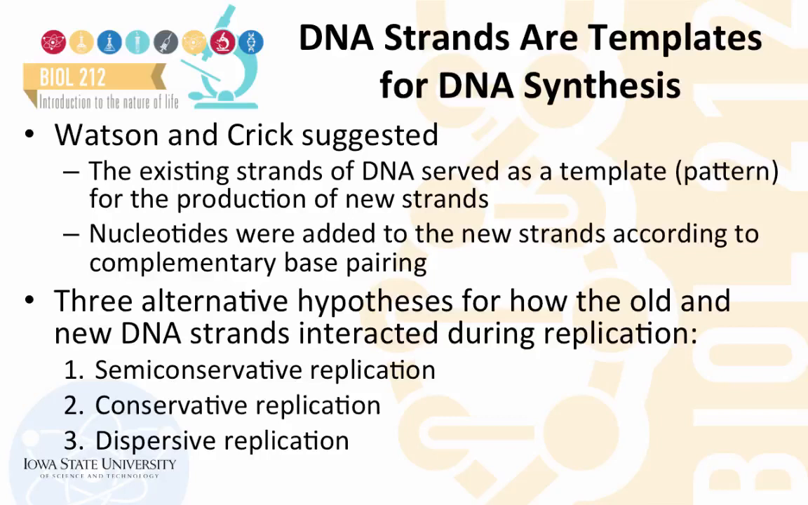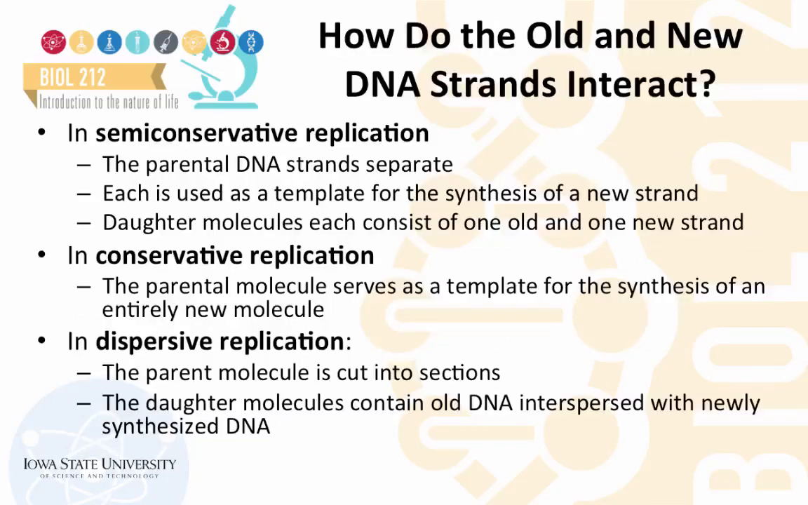One was the semi-conservative replication hypothesis, another one was the conservative replication hypothesis, and the third was the dispersive replication hypothesis. According to the semi-conservative replication hypothesis, the two parental DNA strands separate from each other. Each of the parental strands is then used as a template for the synthesis of a new strand. As a result, the daughter molecules consist of one old and one new strand.